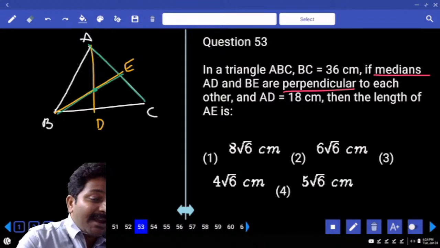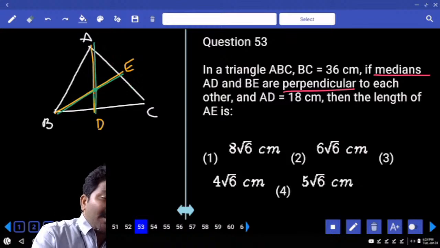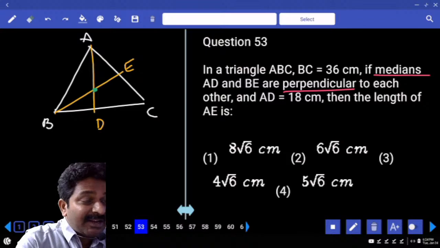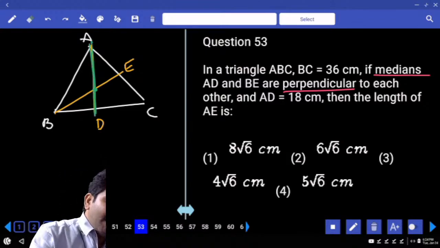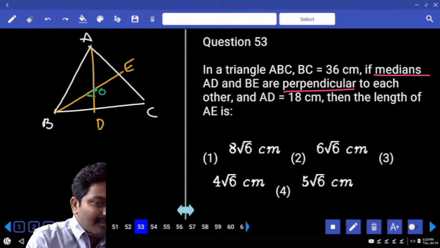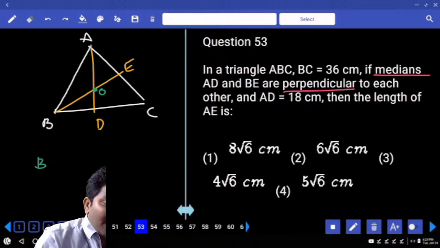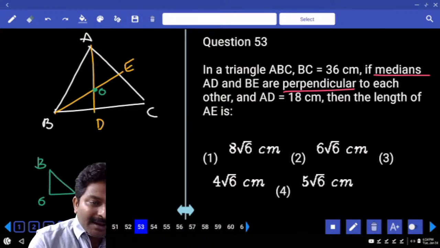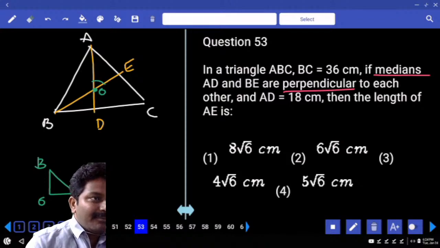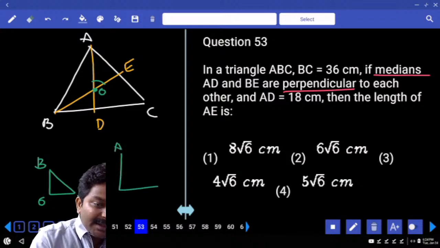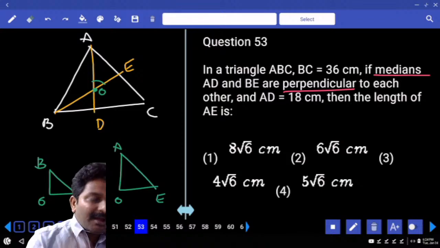If AD and BE both are perpendicular to each other, and they said they are medians. Now when you observe AD and BE, angle at BOD, angle at AOE must be equal. And how much it should be? 90 degrees. So let me draw those triangles, that is BOD. Yes? And then here also we have right angle, that is AOE. I am taking these triangles.